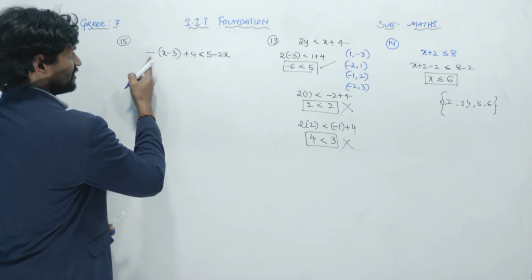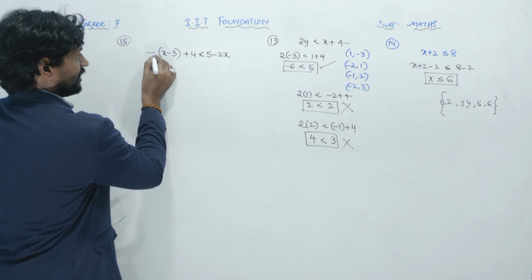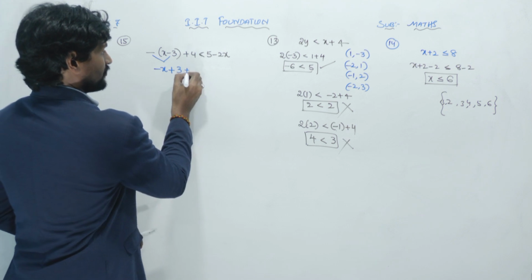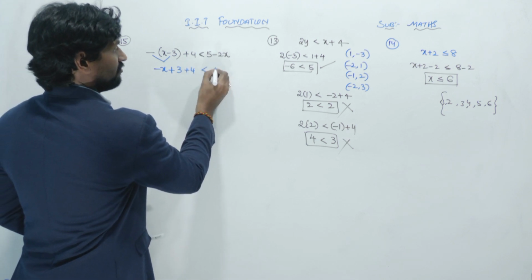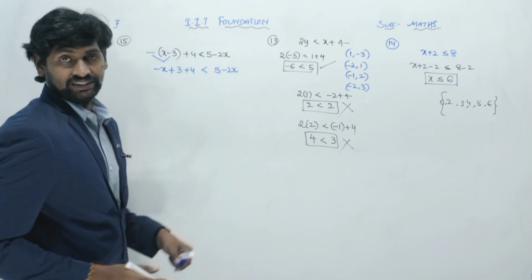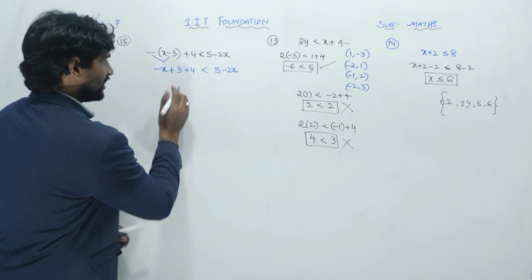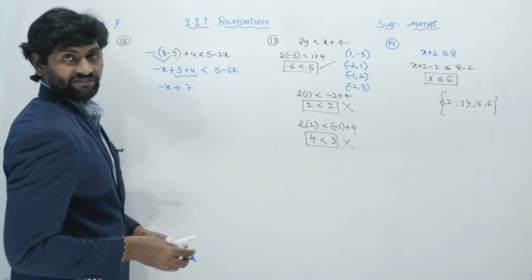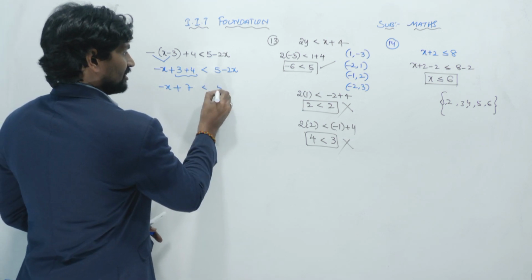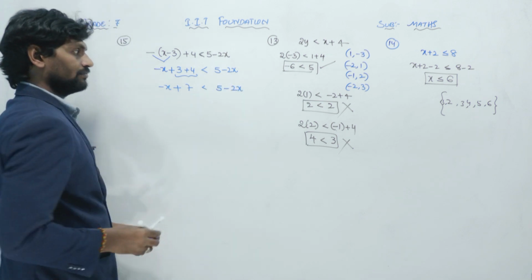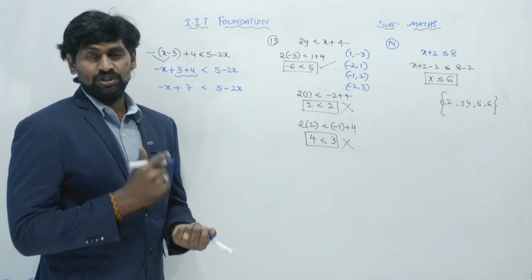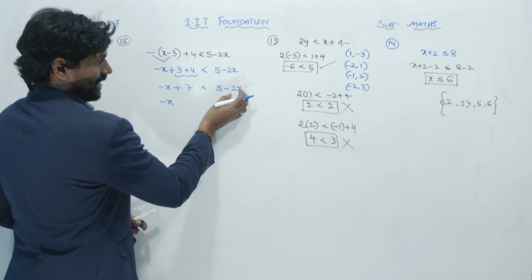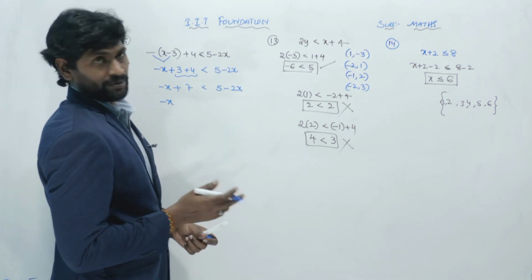First, with minus of (x minus 3), minus into minus becomes plus 3. Here plus 4 will be less than 5 minus 2x. Still we have a chance of simplification. 3 plus 4 is nothing but 7. So minus x plus 7 is less than 5 minus 2x. Try to bring all the variables to one side and all the numericals to one side. So minus 2x, bring this, it becomes plus 2x.